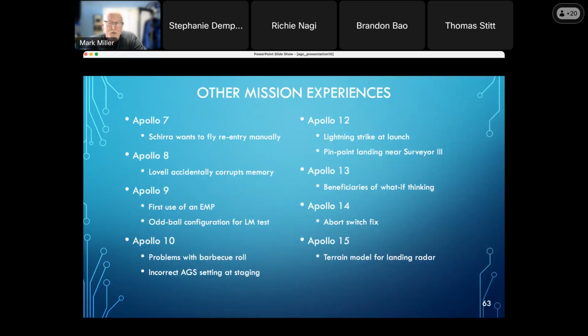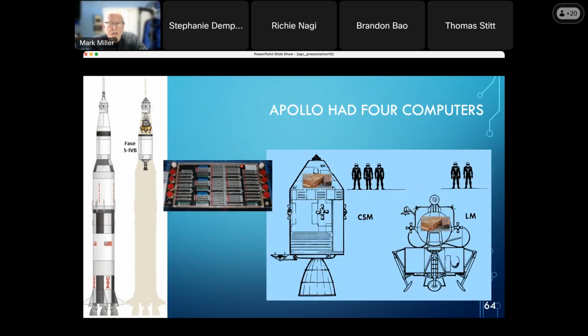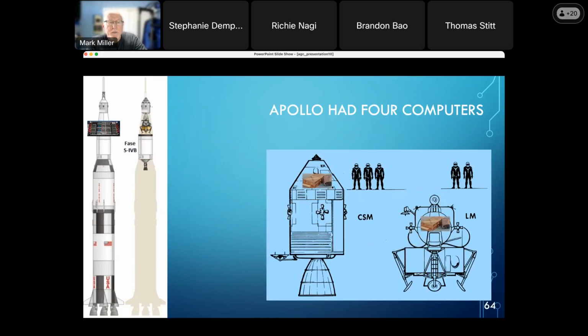There's a number of other stories about how the computer was used in other missions. The Apollo 14 story is just an amazing problem where they basically hacked the computer to work around a problem with the abort switch. There were actually 4 computers in Apollo. So the two I've talked about are the guidance computer in the command module and the lunar module. There was also the launch vehicle digital computer that basically boosted them up into orbit and got them on the translunar path to the moon.